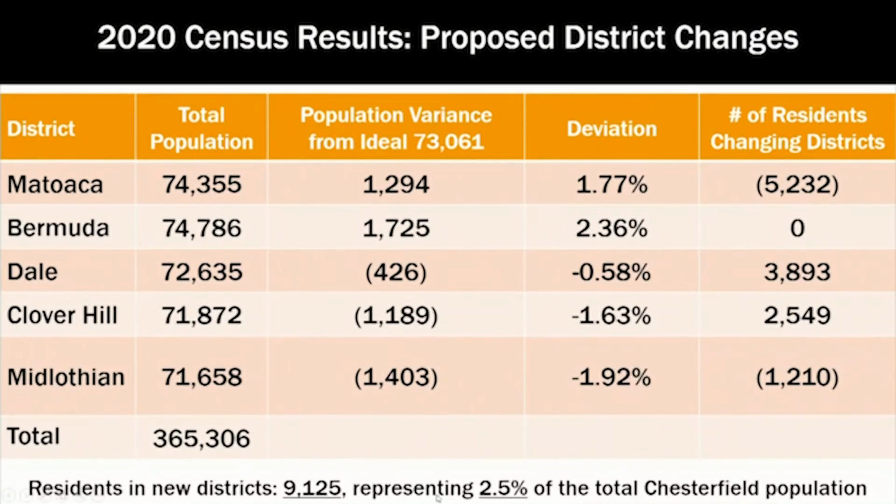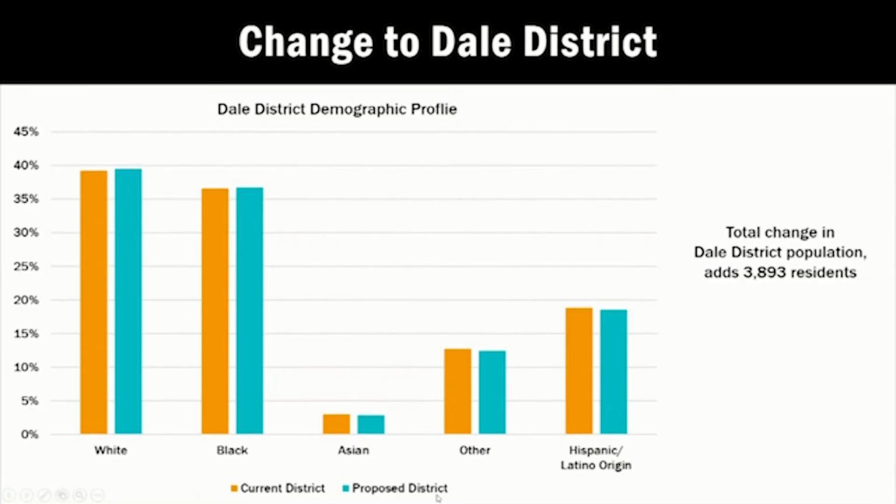What those 4 changes in this proposal would do is give us a deviation between the most populated and least populated districts of under 5%, just a little over 4%. That would solve that issue in the redistricting. The other issue to be cognizant of is the change in our racial and cultural population numbers.